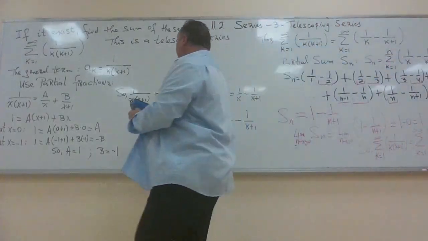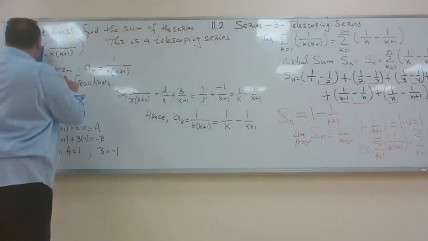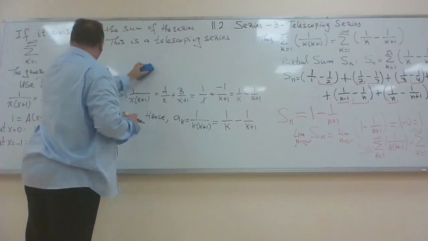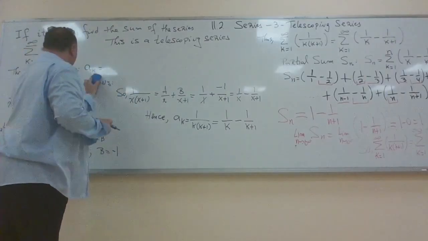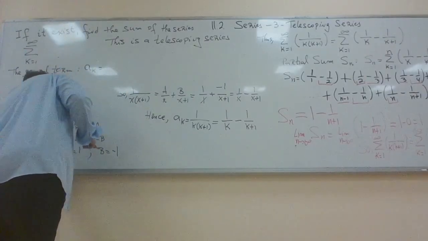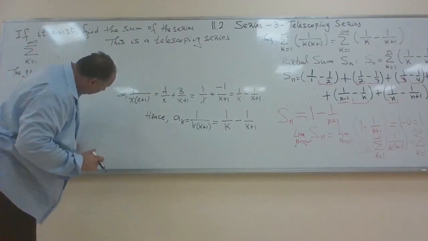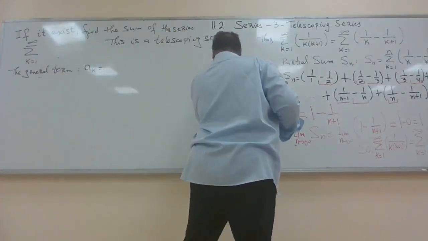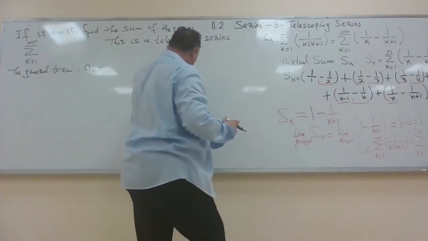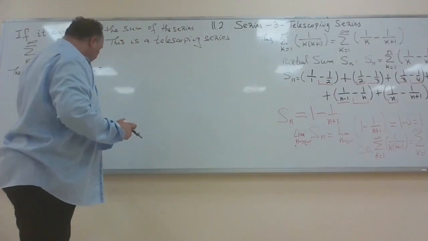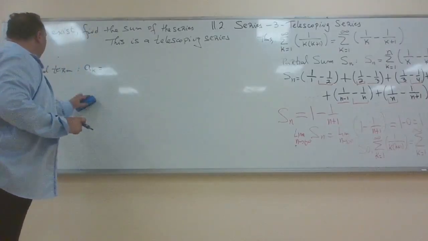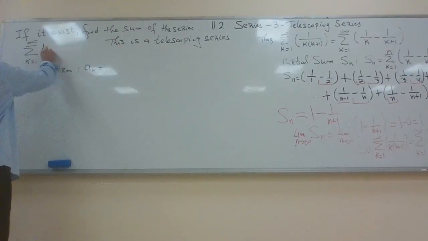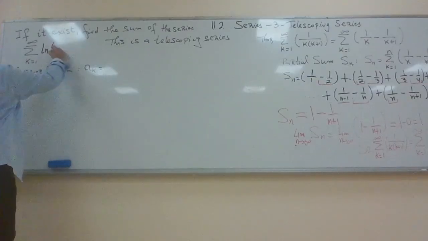So let's have another example of another telescoping series. This one will be a little bit different. So here we have use of partial fractions to rewrite the general term, and then use that to write the partial sums. So let's say we have something like this.